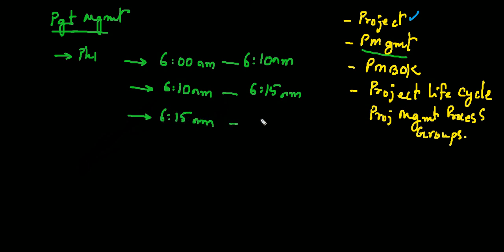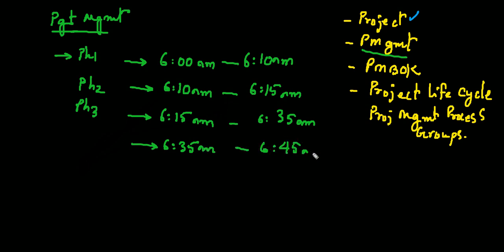Okay, to let's say 6:35, I do some exercising. So phase 1, phase 3. Okay, from 6:35 to let's say 6:45, I have a shower. I call this phase 4.